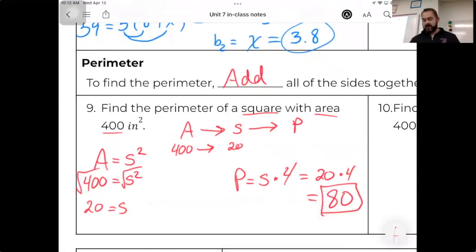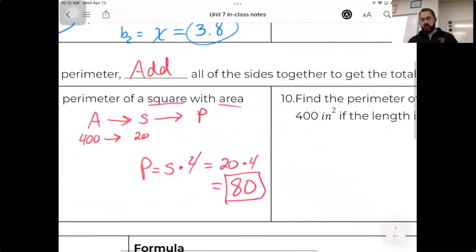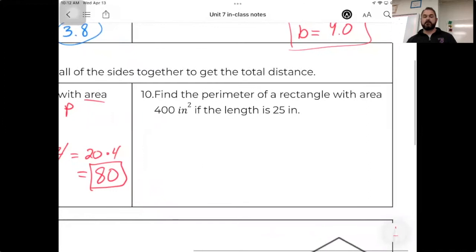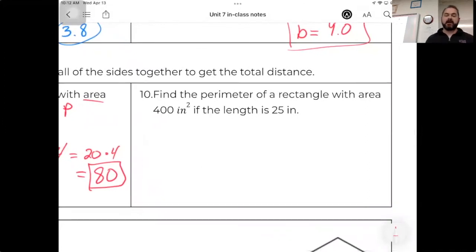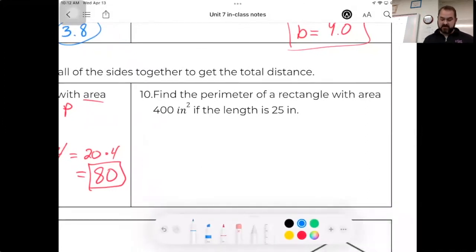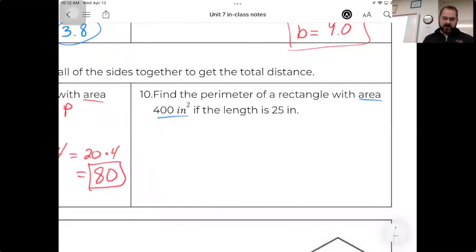On number 10, we're going to kind of do the same thing, but this time instead of a square, we're going to use a rectangle. It says find the perimeter of a rectangle where the area is 400. So I'm using the same area, but it's a rectangle this time, which is why they go ahead and give you one of those dimensions. They give you the length.